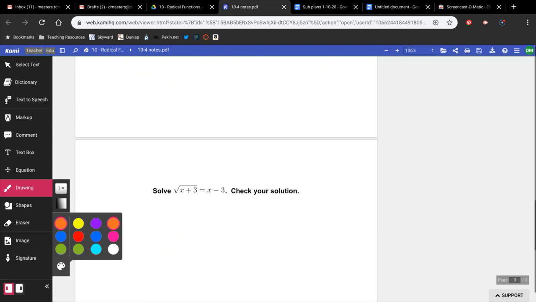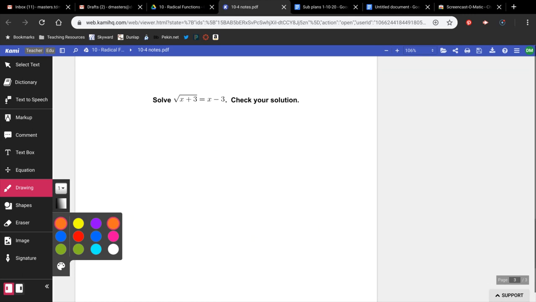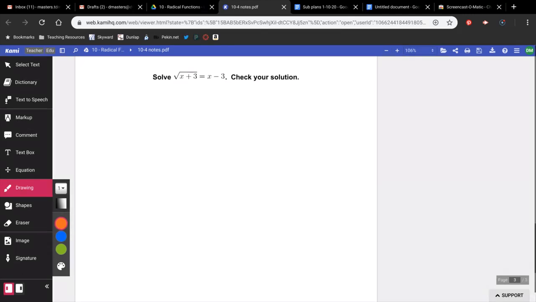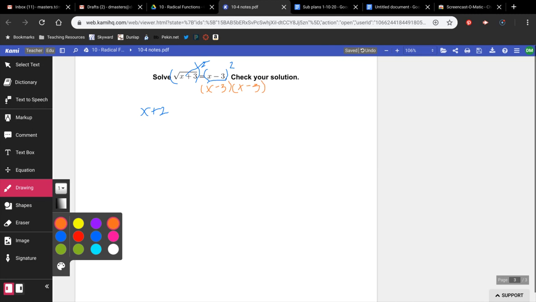All right, last example. We're going to kick it up a little bit. So here we have an isolated radical, but there is an expression on the other side that's a binomial, right? This x minus 3 is a binomial. So when we square both sides, we're going to have to be careful here because the radical is going to cancel over here. So we're going to have x plus 2. But on the other side of the equal sign, we've got x minus 3 times x minus 3. We have to FOIL again.